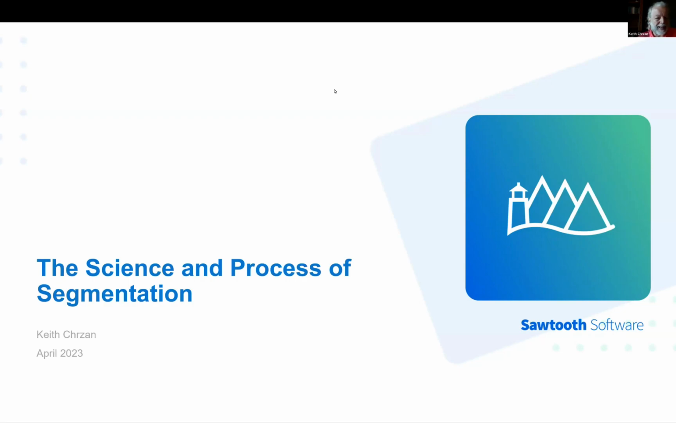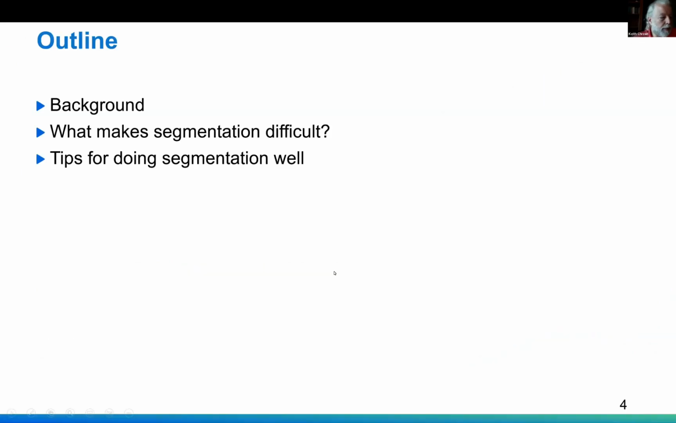Okay, so we're going to talk today about the science and process of segmentation. I want to spend just a couple slides giving a little bit of background on what segmentation is. I'm going to spend most of our time, though, on the fact that, if you've had experience with segmentations, you've probably learned that they can fail. It's pretty common to do a segmentation study and for it not to be very successful. There are a lot of things that make segmentation difficult, and a lot of them aren't things that people realize, so they don't know there's even a problem to fix, and can't go about fixing it. Then we'll talk about some tools and tips that you can use to hopefully have a higher success rate with your segmentation studies.